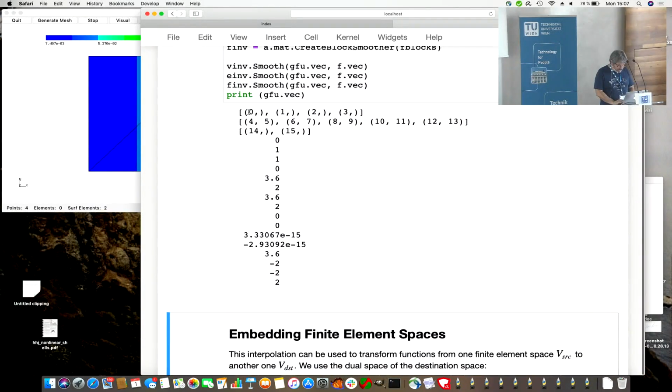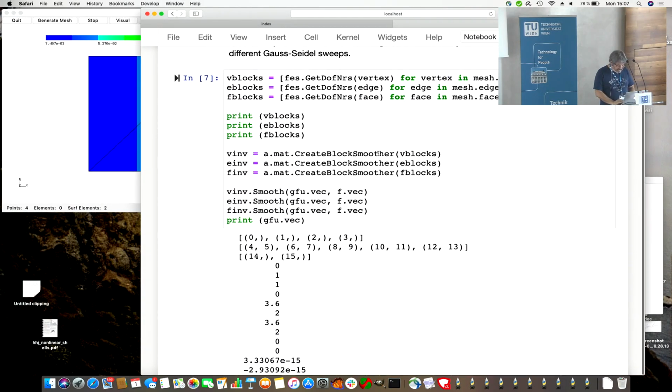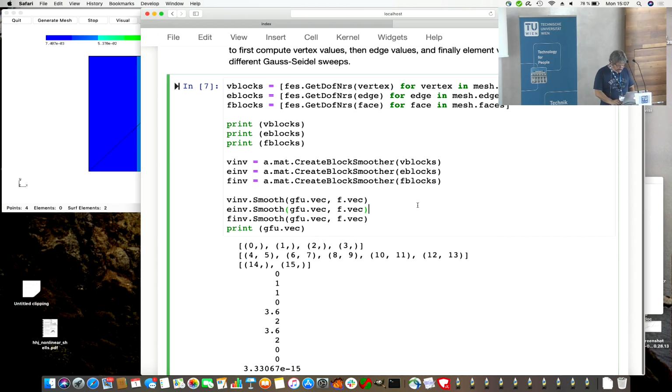So smoothing blocks for the vertices are just the vertex degrees of freedom, then the 2 edge degrees of freedom of every edge, and for the element. Creating a smoother is indeed a solver for these block diagonals. Just doing one smoothing step solves the whole system.